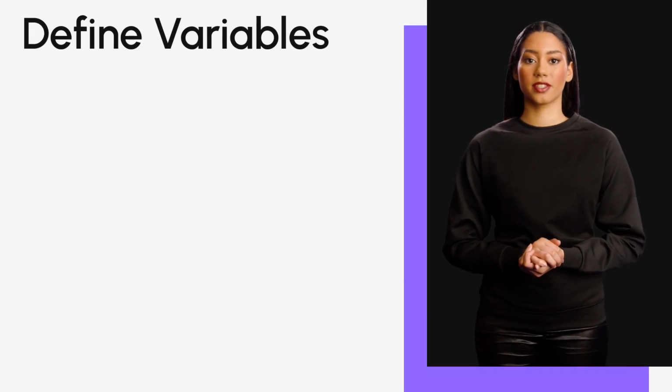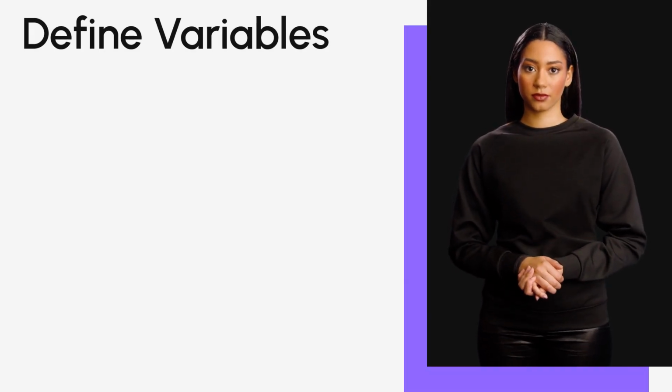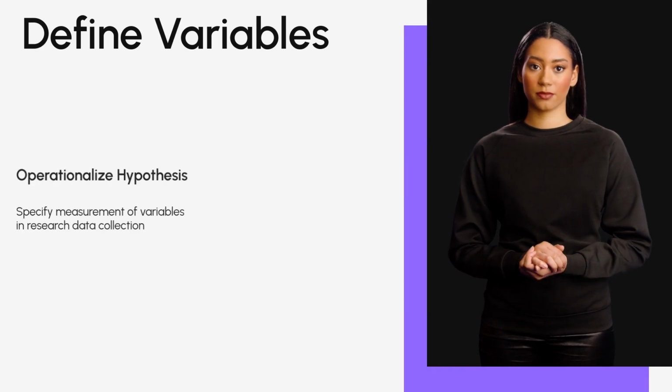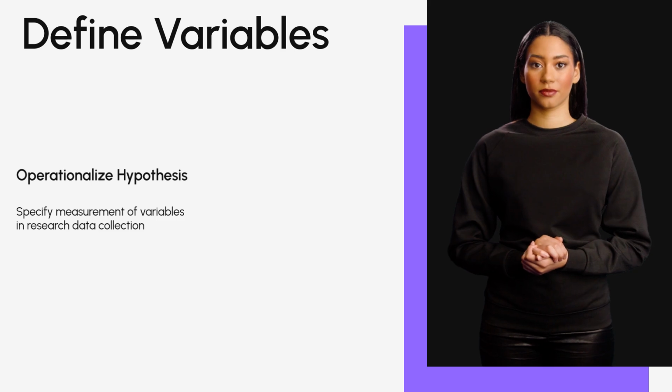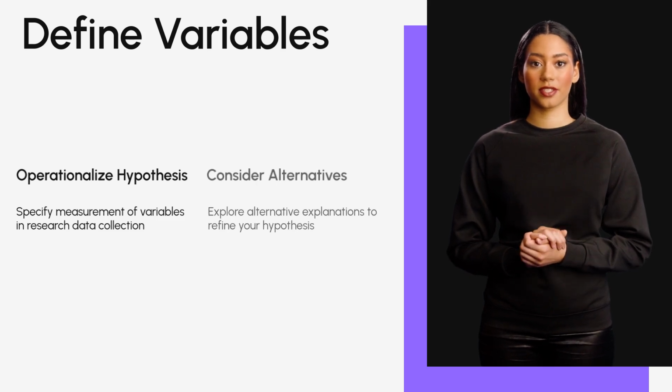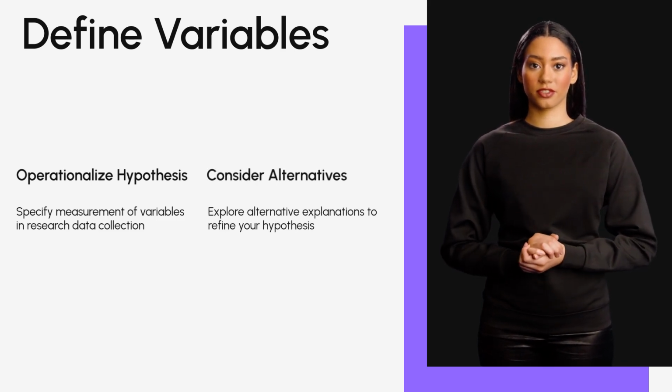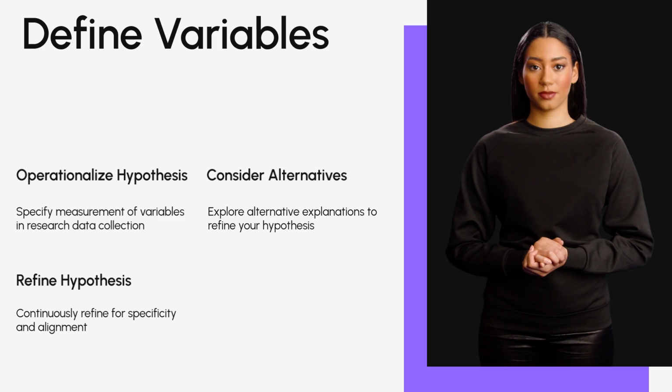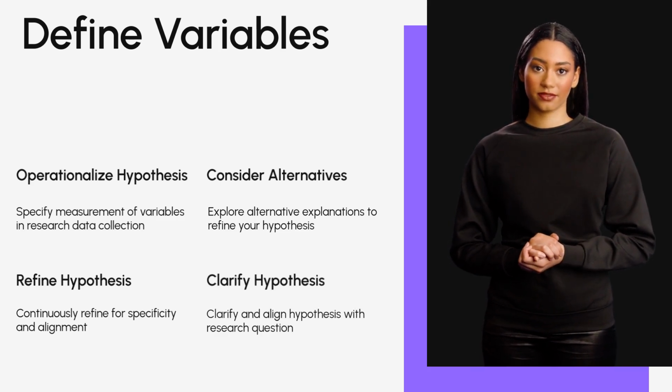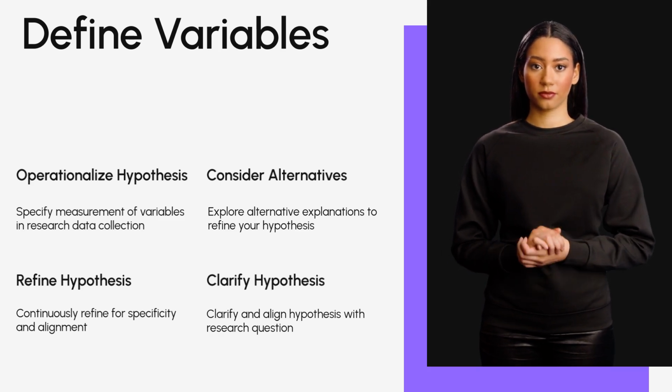Define and operationalize the variables in your hypothesis. Specify how you will measure or manipulate these variables during data collection. Consider alternative hypotheses or explanations for the phenomenon you're studying. This helps refine your hypothesis and consider different possibilities. Continuously refine and clarify your hypothesis to make it more specific and aligned with the research question.